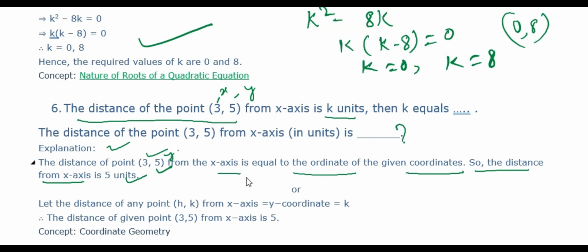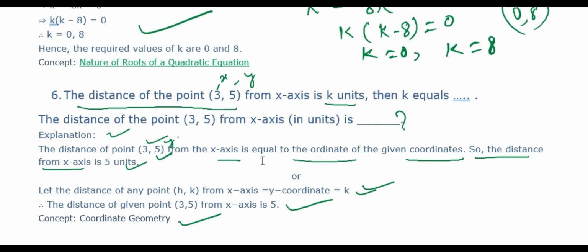It is very easy. You have to see it and go. Here also, let the distance of any point (h, k) from the x-axis be equal to the y coordinate, equal to k, right? So the distance of the point (3, 5) from the x-axis is 5. It is related to coordinate geometry. You can easily solve this question, right?